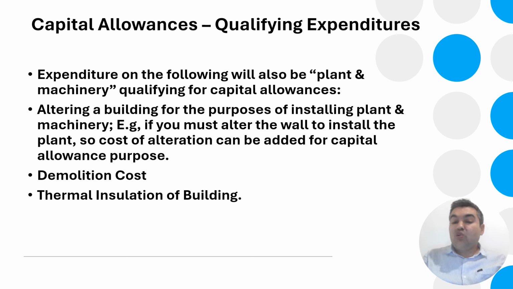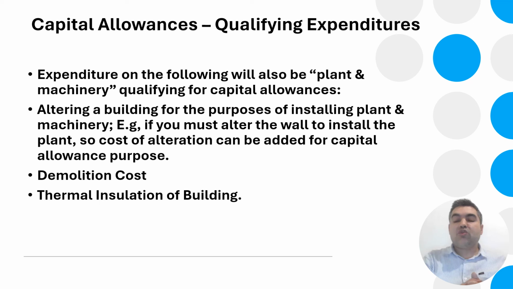Expenditure on the following will also be plant and machinery qualifying for capital allowances. Altering a building for the purposes of installing plant and machinery. For example, if you must alter the wall to install the plant, the cost of alteration can be added for capital allowance purposes. For example, you bought plant and machinery that qualifies for capital allowances, and then you have to place this machinery in a secure place, and you have to alter the wall or the surface. So the cost of alteration can be added to the cost of plant and machinery, and you can add them to the relevant pool and start claiming capital allowances.